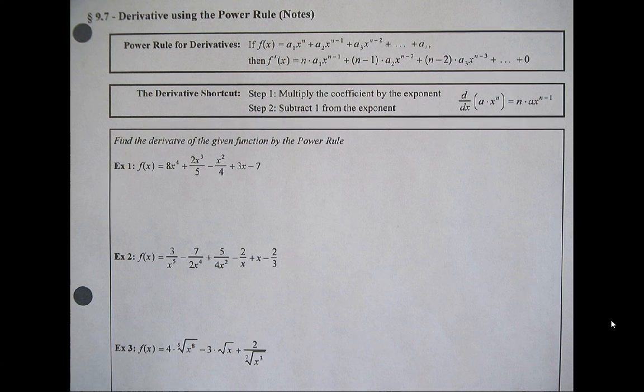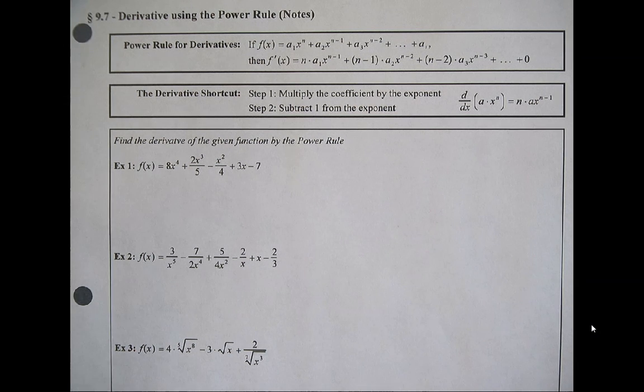Today's topic is the derivative using the power rule. Last time we did the derivative by definition. That's where we had to basically do the slope formula as the distance between the two x values became 0. Today we're doing the shortcut. You might hear this called a derivative shortcut.